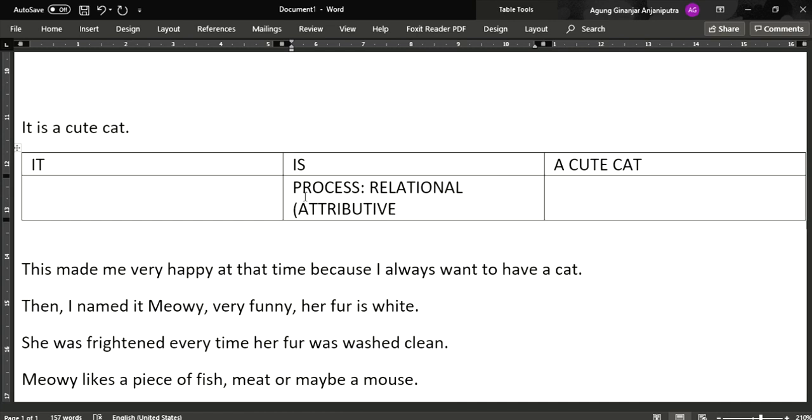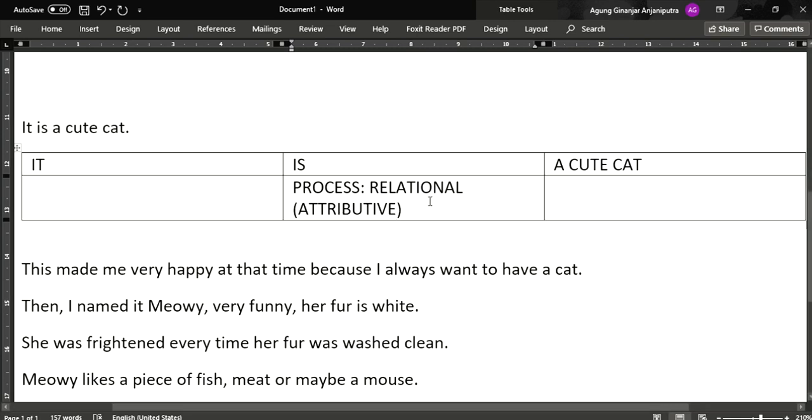Just watch the previous video to analyze whether it's attributive or identifying. And this attributive is intensive. There are three kinds of attributive and identifying relational process: the first one intensive, possessive, and circumstantial. So actually this one is intensive.